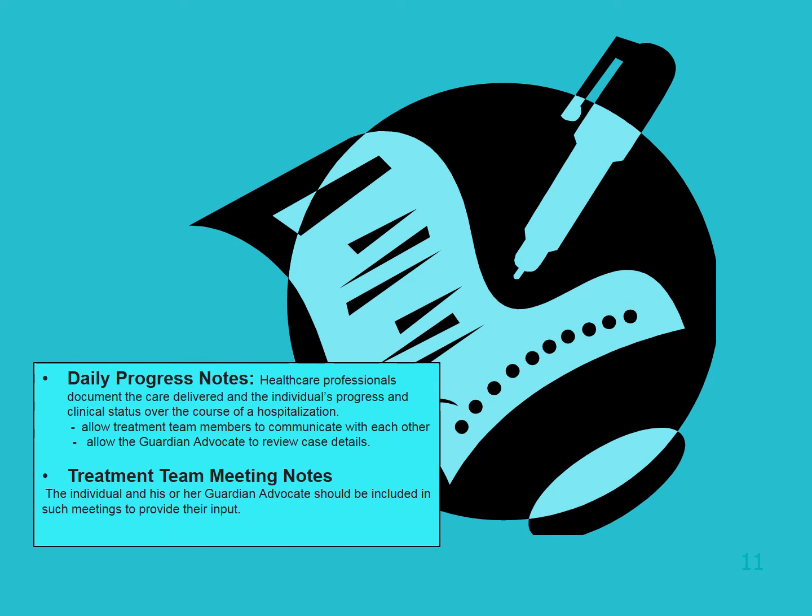Healthcare professionals document the care delivered and the individual's progress and clinical status over the course of a hospitalization. In addition to allowing treatment team members to communicate with each other, progress notes allow the guardian advocate to review the case details. Facility staff regularly meet to review the person's current status, treatment progress, and the future plans. If possible and appropriate, the individual and their guardian advocate should be included in such meetings to provide their input.